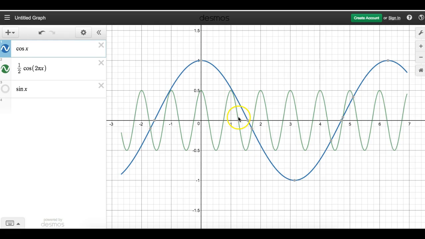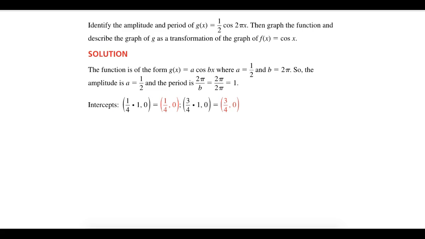So this right here is an example. We just did a horizontal shrink. Imagine taking this whole wave and compressing it together. That's what a shrink looks like.